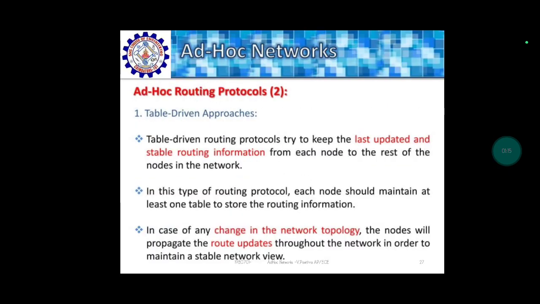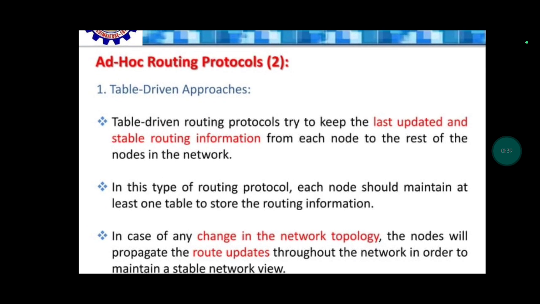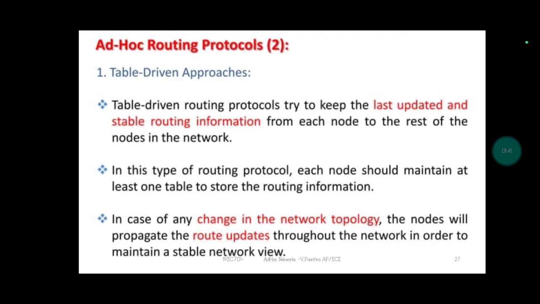First of all, it is the table driven approach. The table driven routing protocol tries to keep the latest updated and stable routing information from each node to the rest of the nodes in the network. In this type of routing protocol, each node should maintain at least one table to store the routing information. In case of any change in the network topology, the nodes propagate route updates throughout the network in order to maintain a stable network.